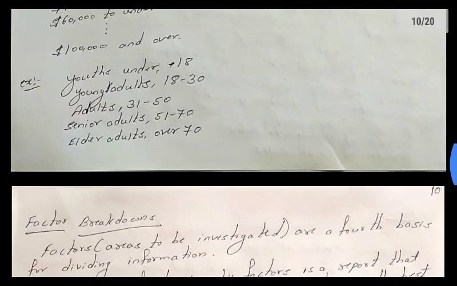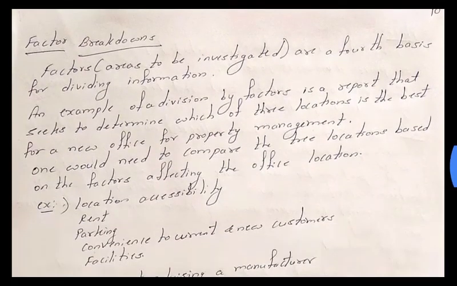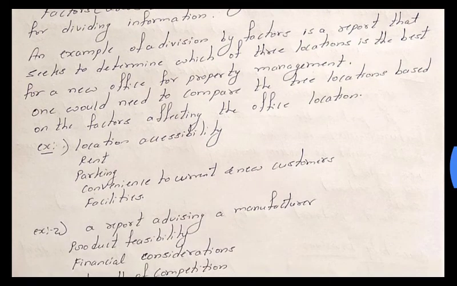The last one is dividing the information based on a factor, that is, areas to be investigated. Is it clear? In whichever area you have done the investigation, based on that you divide the information. Here is one example they have given, that is a division by fact.